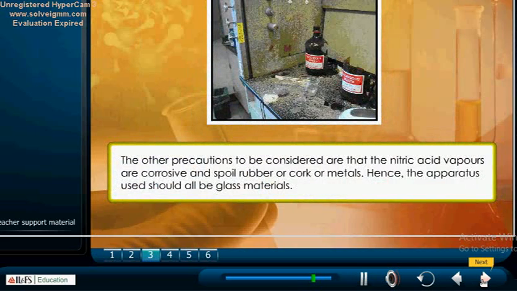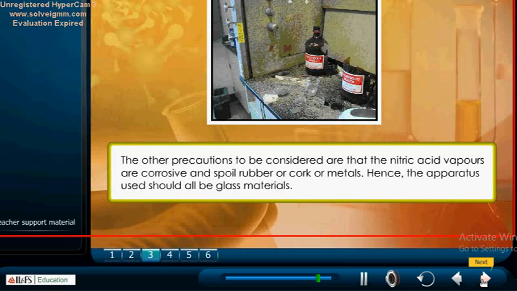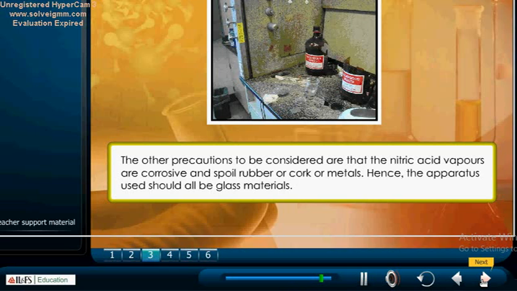The other precaution to be considered is that the nitric acid vapors are corrosive and spoil rubber, cork, or metals. Hence, the apparatus used should all be glass materials.